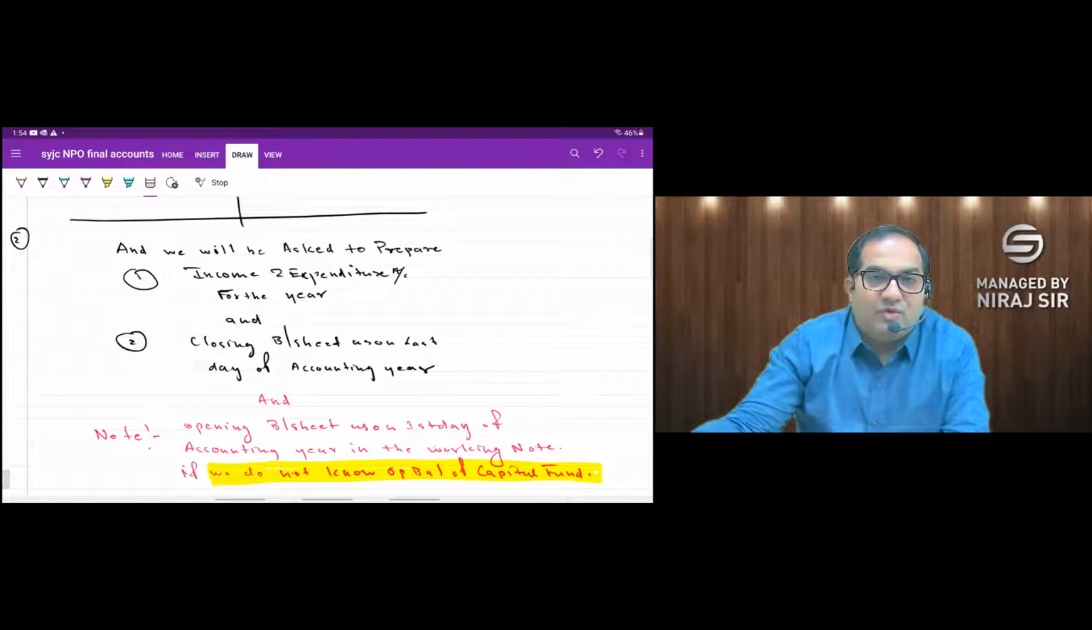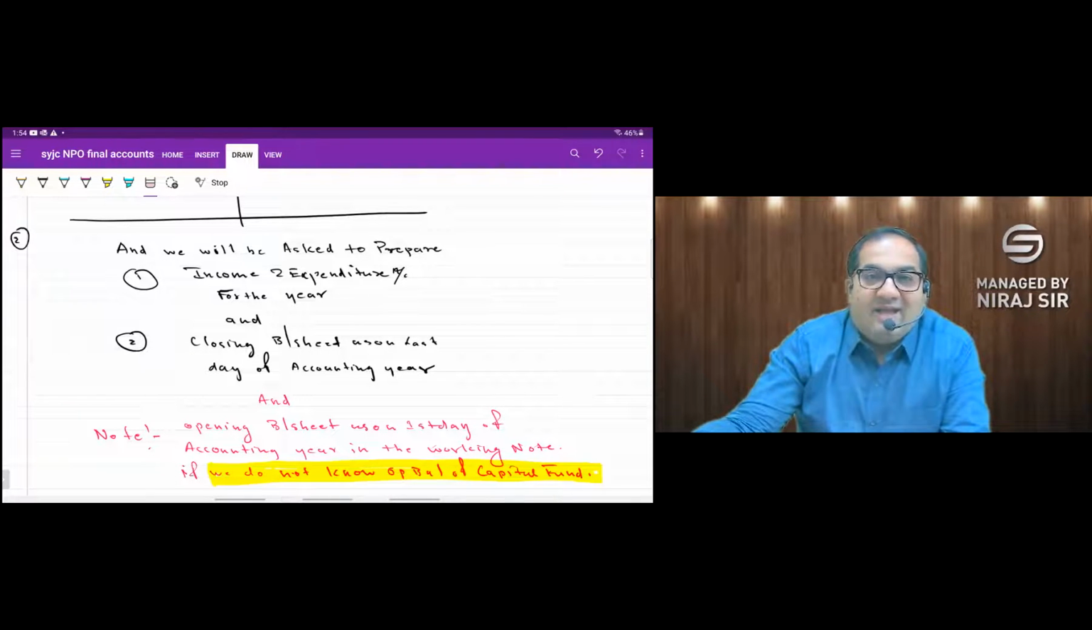Now, receipts and payments account is a combined cash book. So it will only talk about amount received and amount paid. Hence, you should know opening balance of capital fund. This is not partnership final accounts where a trial balance is given and you have the partners' capital account opening balance.